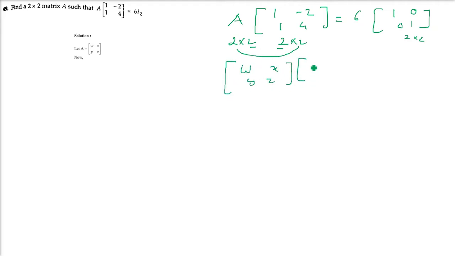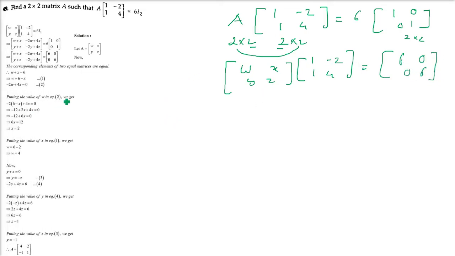W, X, Y, Z. We multiply this with 1, negative 2, 1, 4, and this is equal to 6, 6, 0, 0, 6. So this kind of question we have already done, 2 or 3 questions we have done. I hope you'll be able to do it. Let me just give you a hint.